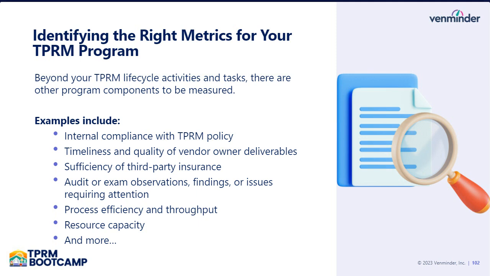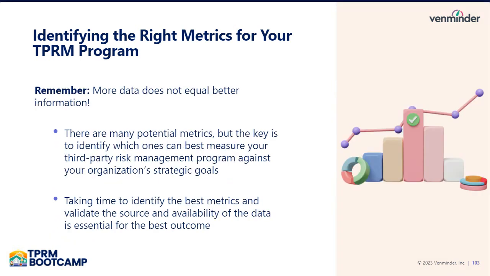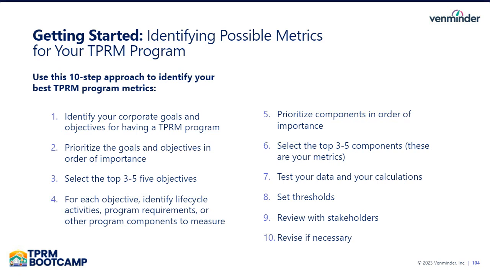So before you get all anxious about this, just keep in mind that more data does not equal better information. There's a lot of metrics we can use out there, but we really want to zero in on the ones that can best measure our program against our strategic objectives and goals for third-party risk management. So just taking that time to really suss through those is really important. So let's take a look at that. Okay, so what does it take to identify and define those metrics? Well, we have a 10-step approach. Here's just a brief overview, but we'll go through it in more detail so that you can understand.